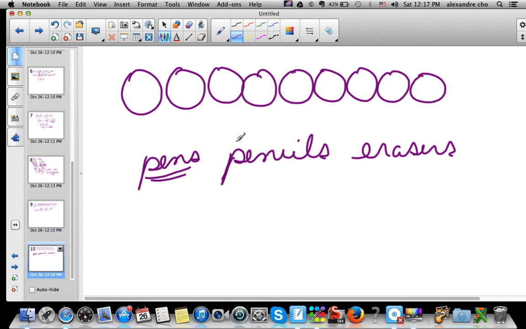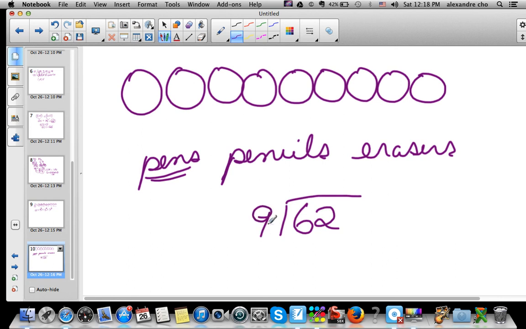72 pencils. Well, if we divide 72 by 9, you get 8. So that also works. Every bag would have 8 pencils. 62 erasers. I had 9 bags, and I had to find out how many erasers I could put in each bag.